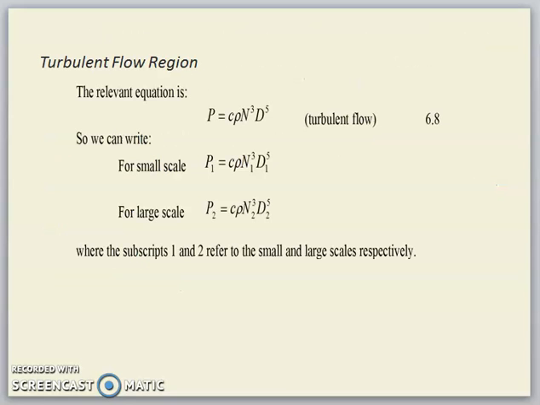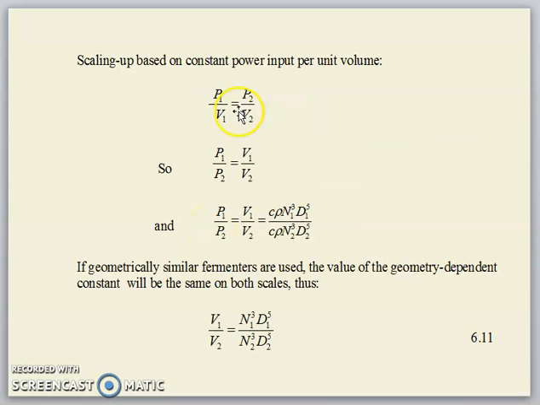For the turbulent flow region, the relevant equation is given here. P equals C rho N power of 3 D power of 5 for turbulent flow. So we can write for small scale, denoted the P with P1, and for large scale, denoted the P with P2, where the subscripts 1 and 2 refer to small and large scales. Scaling up based on the constant power input per volume can be written as P1 over V1 equals P2 over V2, based on the ratio.